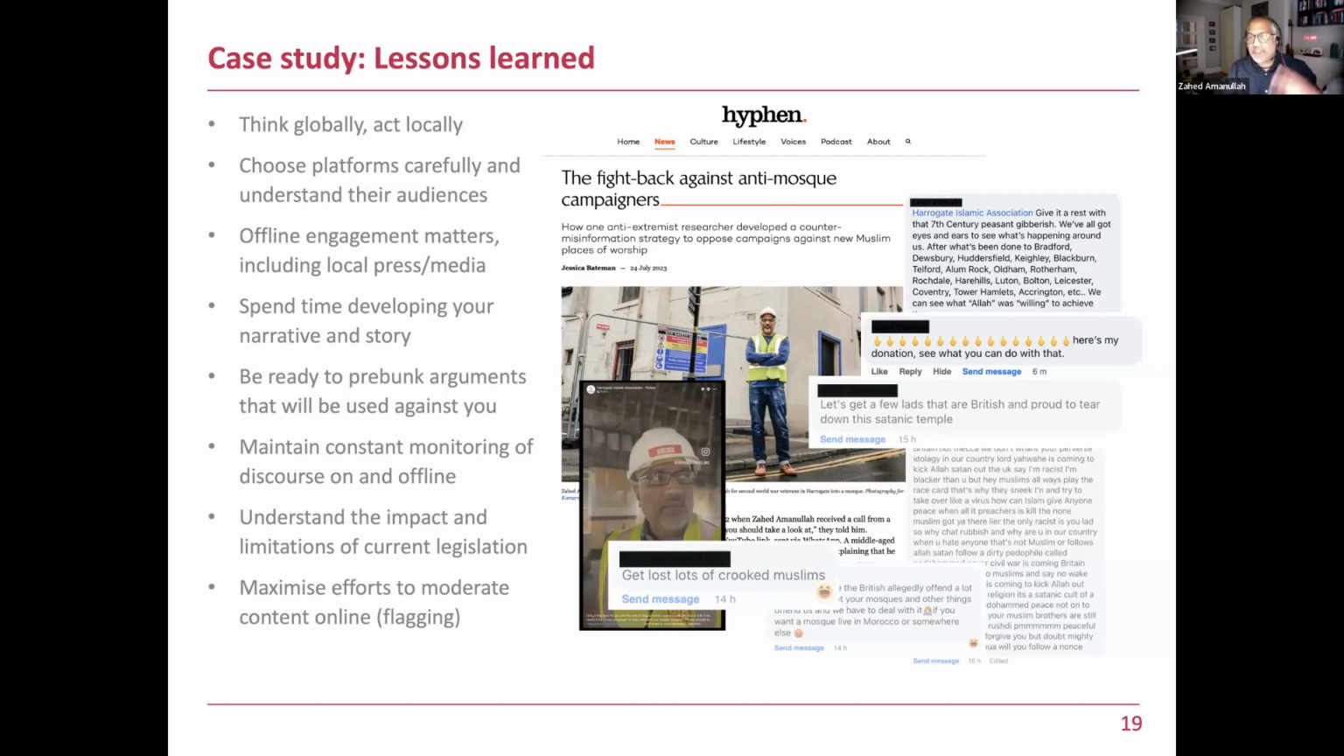Pre-bunking is a strategy, which is when you anticipate the arguments and use those in your campaigns, so that if you know that they're going to say certain things about you, you get out in front of them and say that first. That was a big part of our campaign strategy. Monitor the content and the discourse online and offline, and so forth. And then don't forget the legislation and the moderating of content. Those are responsibilities of the government and the social media companies.